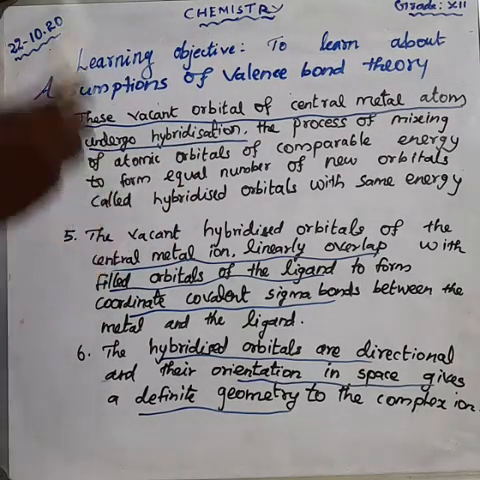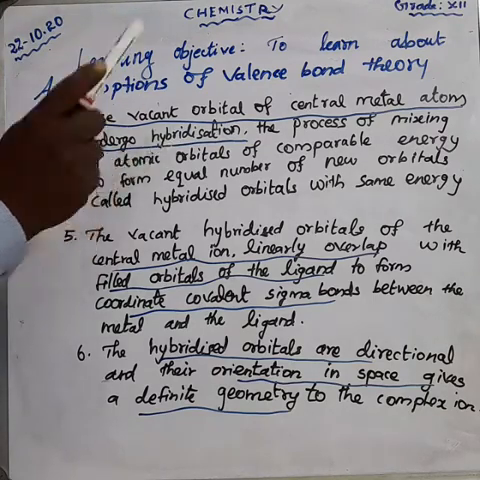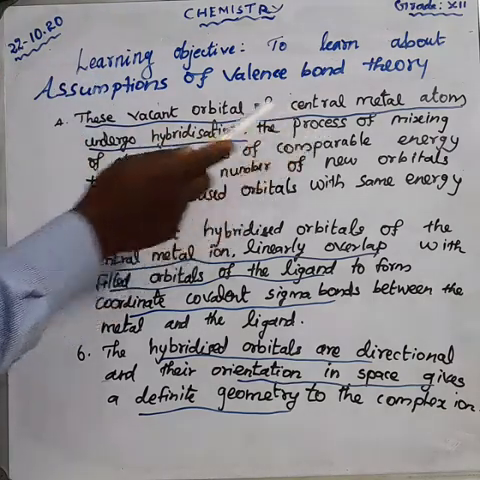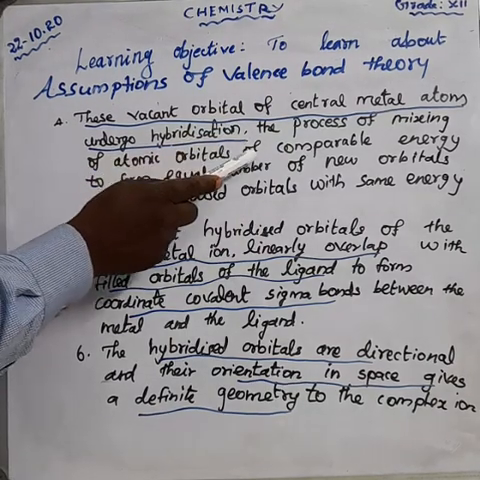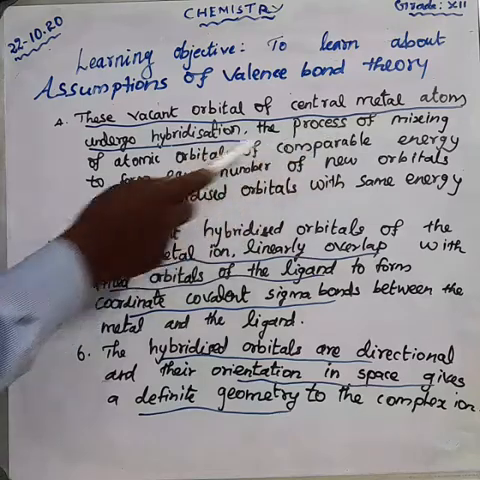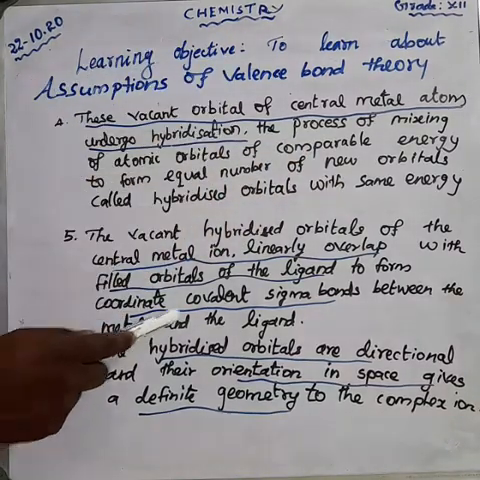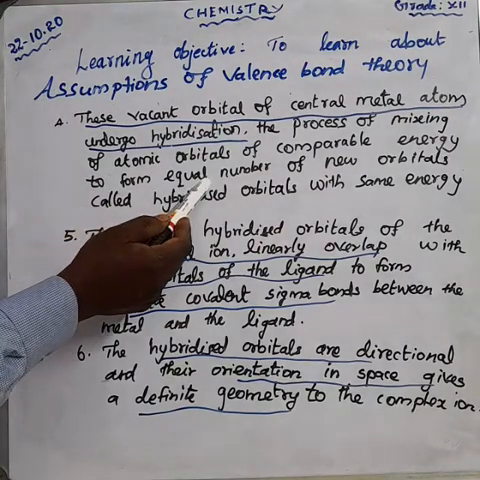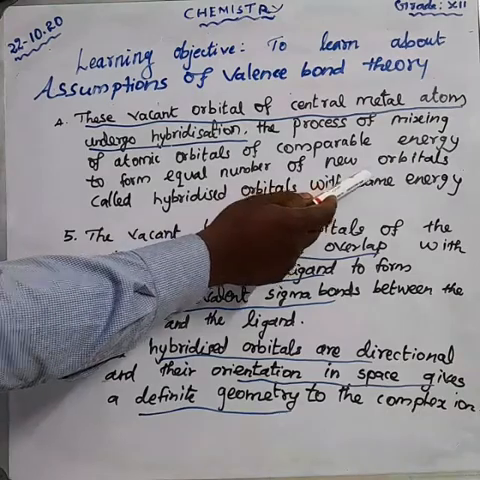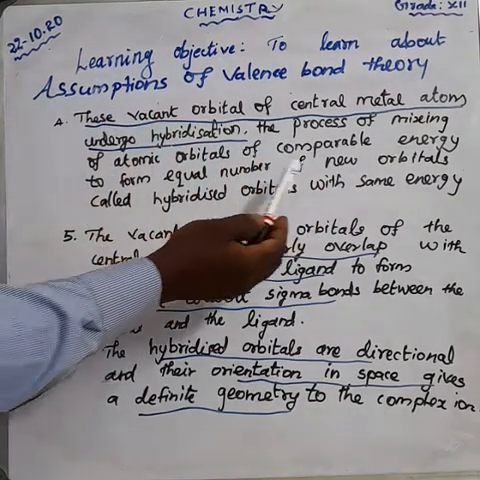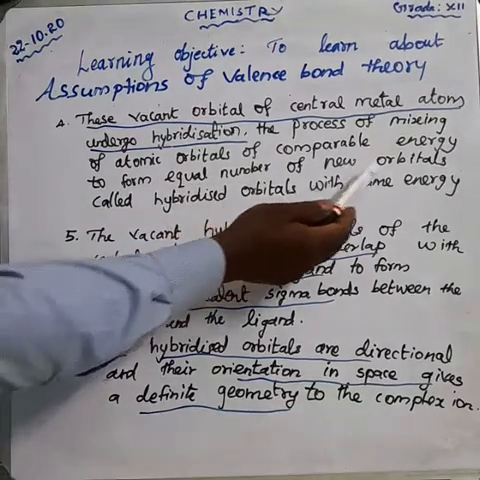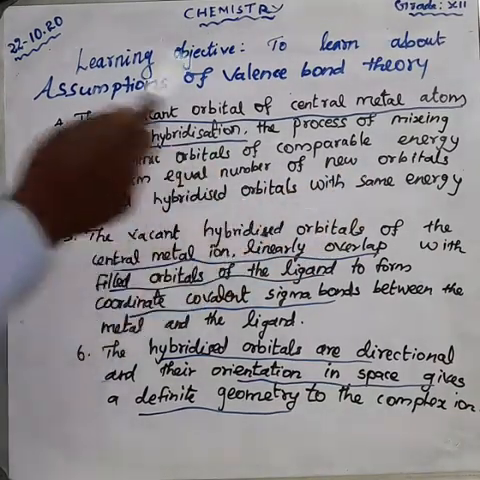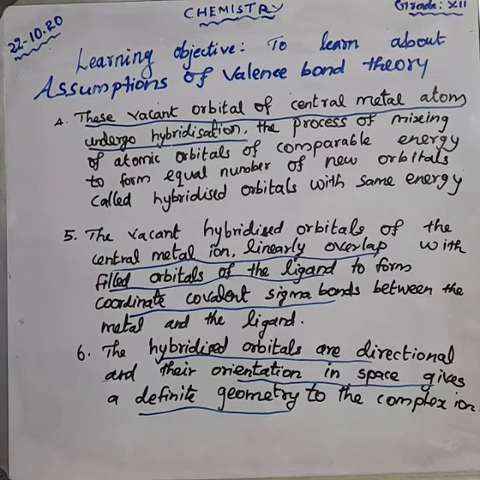The central metal atom having vacant orbitals, this vacant orbital undergoes a process called hybridization. What is hybridization? The process of mixing of atomic orbitals of comparable energy to form an equal number of new orbitals. During hybridization, we get an equal number of new orbitals, called hybridized orbitals, with the same energy.